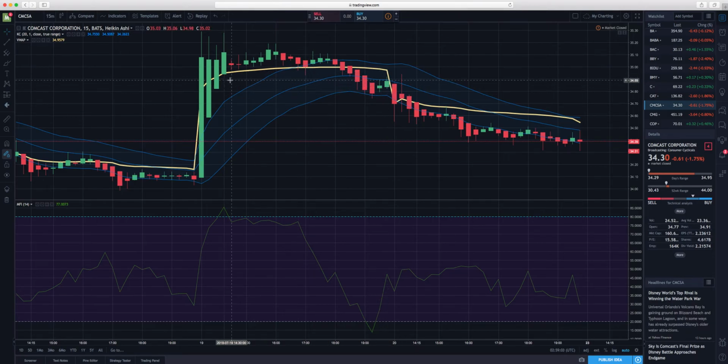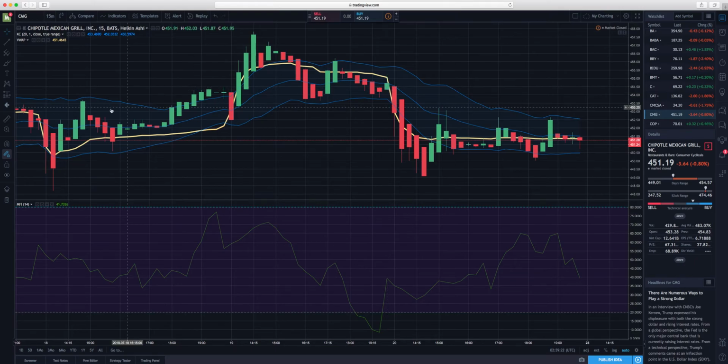Also, if you're trading the Keltner channels, you can combine this strategy with it as well. If the MFI is low and you've got a green candle at the bottom channel, that's a great combo setup right there.